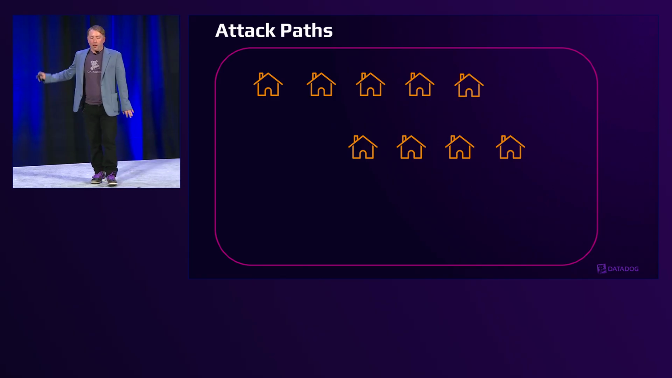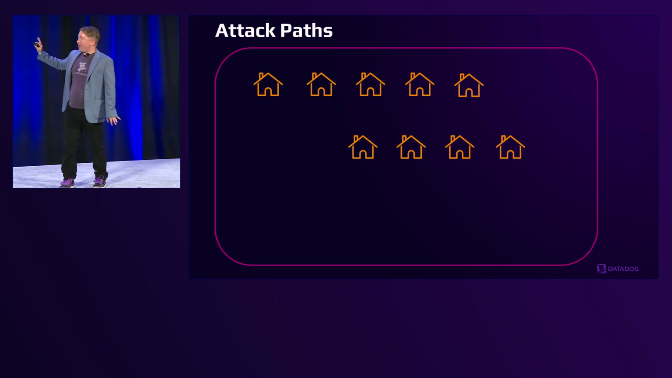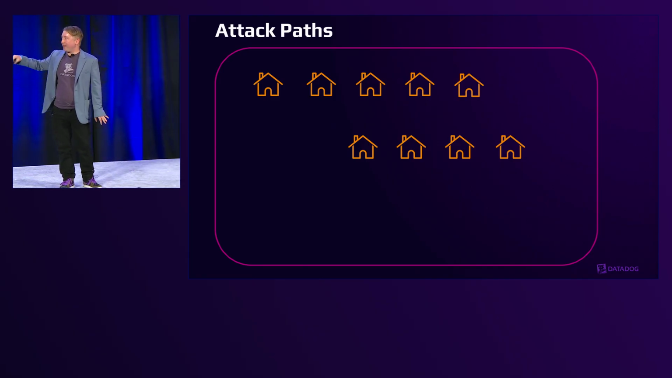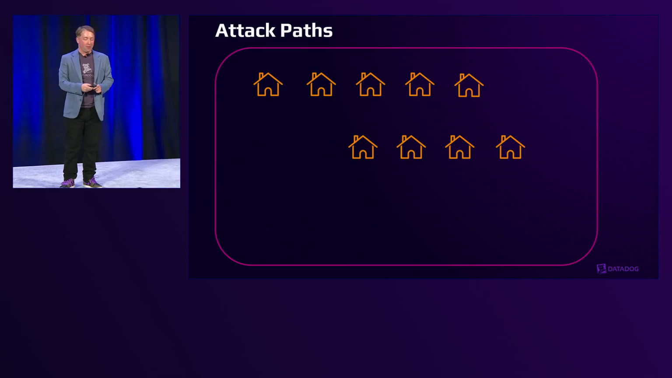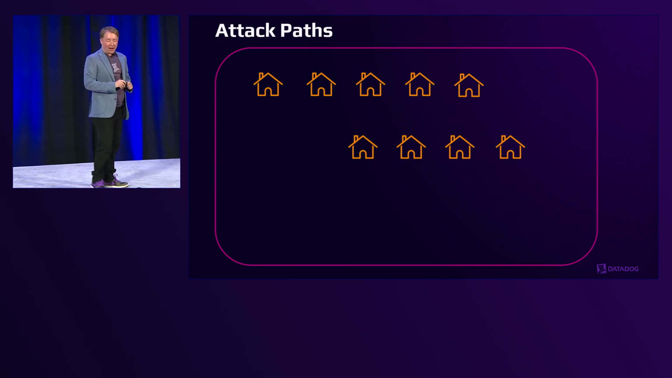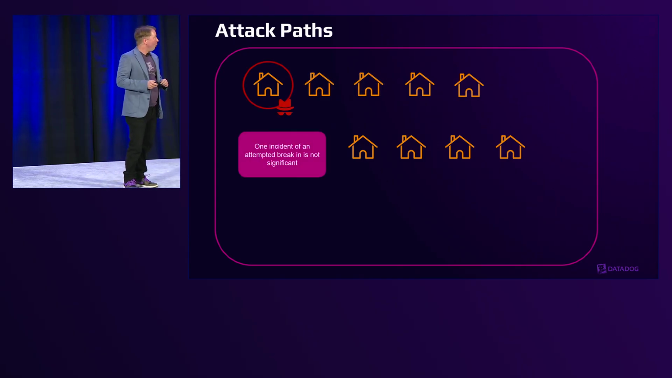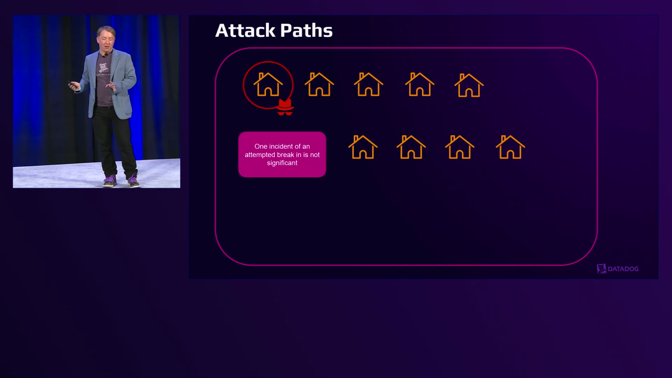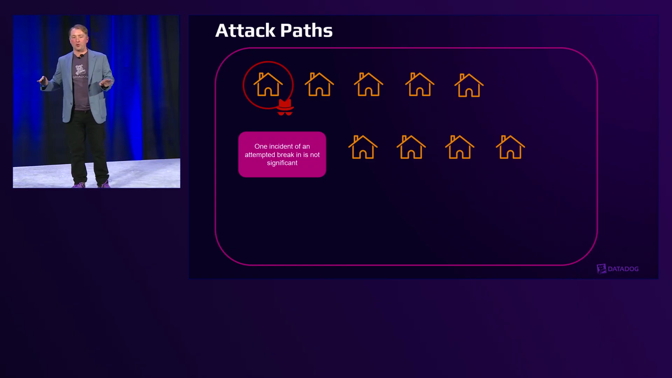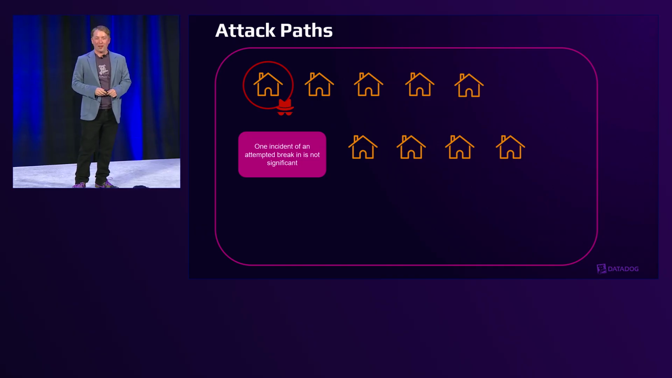So let's just do a quick analogy here to describe how an attack path actually would work in a real-life example. Imagine you live in a neighborhood, a relatively nice neighborhood, that started to have some issues with robbery. One incident of somebody running up to a door to check to see if it's locked is not in and of itself super, super interesting. That's not something that we would, for example, want to wake up someone in the middle of the night for.